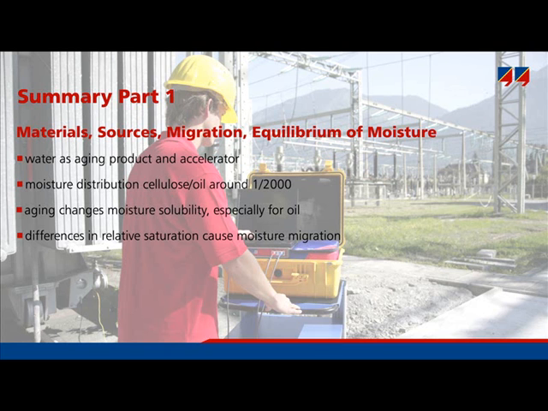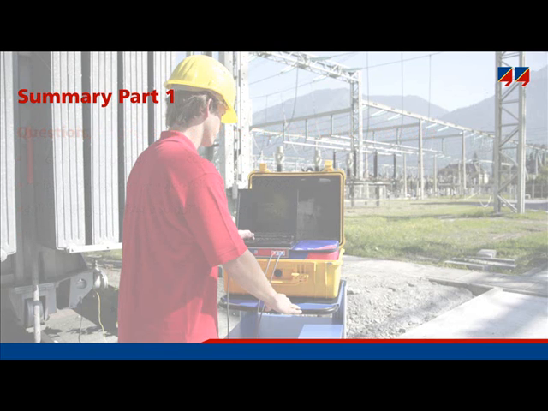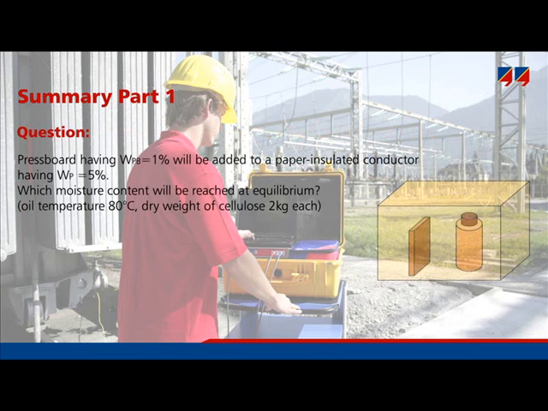Now a chance to apply this new knowledge. Here is a closed system, a container at 80 degrees centigrade filled with oil. There is a plate of pressboard inside which has 1% moisture content, and there is also a wire wrapped with paper, and this has 5% moisture content. The mass of both cellulose materials is 2 kilograms. What result would be expected? What moisture content will both materials have after reaching equilibrium?